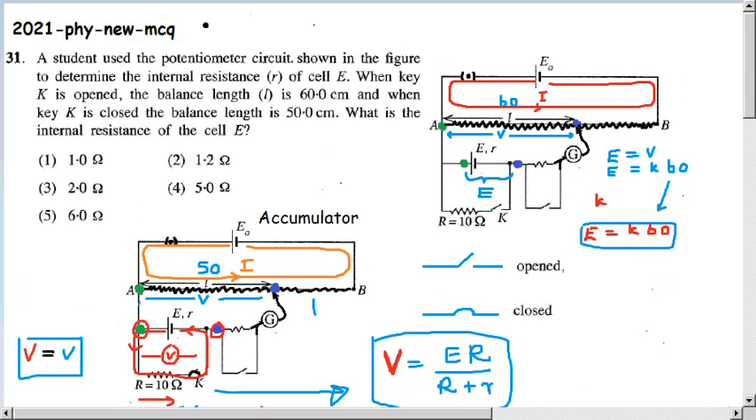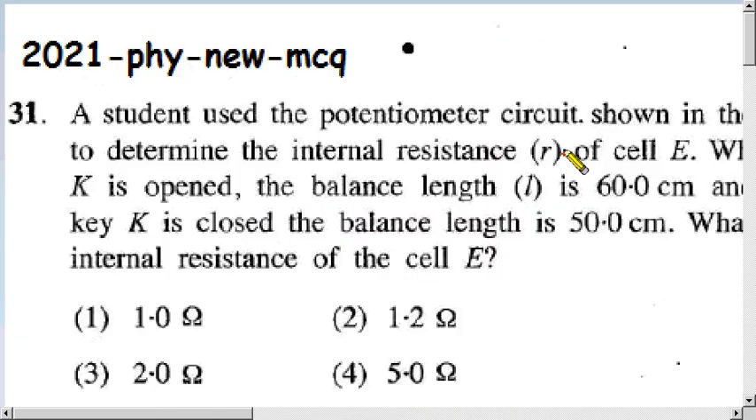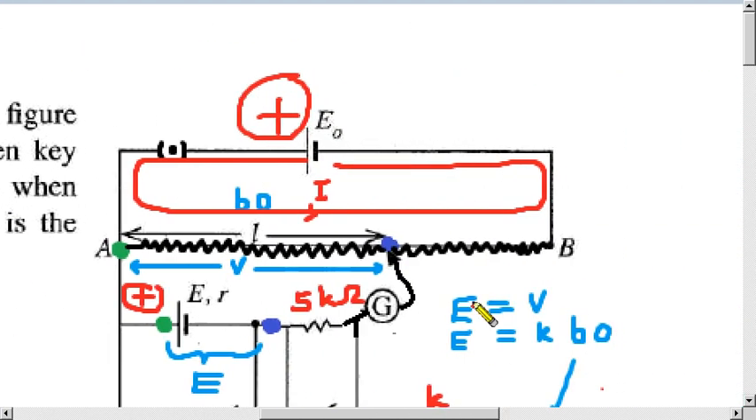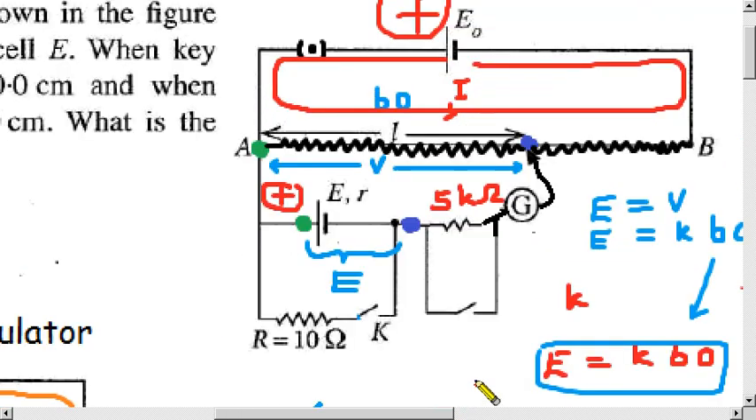And also you should connect the positive terminal of this accumulator to the positive terminal of this cell, like this. This side, the left side should be positive, otherwise this won't work. And you should use a 5 kilo ohm resistor to protect the galvanometer. 5 kilo ohm resistor here to protect the galvanometer. That is the value. You can't use 100 ohms, 50 ohms, something like that. You need a 5 kilo ohm resistor.